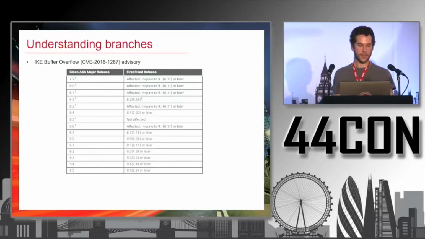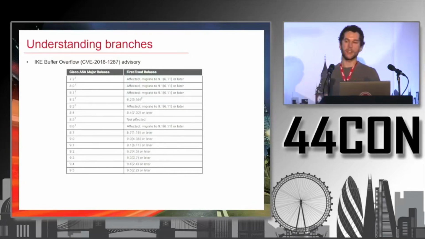I already talked about branches, but I'm just going to give you more information. This table is in the advisory of the IKE buffer overflow I talked about earlier. You can see that they list all the branches. For example, above 8.7, you have a patch. So if you are on the 9.0 branch, you have to be 9.0.4.38 or later to be patched. Meaning if you are 9.0.2 something, you're not patched. But some branches don't have any patch, so you need to migrate to another branch.